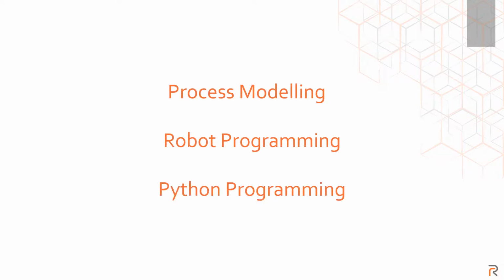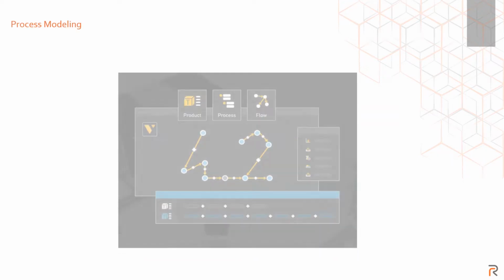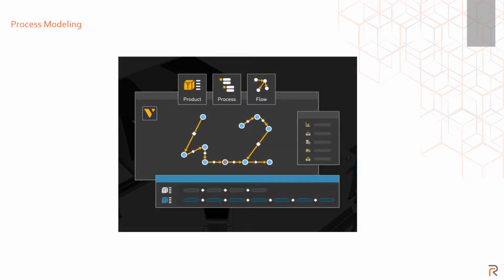There are three techniques that can be used for creating simulations. There is process modeling, robot programming, and Python programming. Today, we will be focusing on process modeling because it is the most useful, fast, and easy feature in Visual Components. What it can do is visually create products, processes, and process flows in a form that is clear, straightforward, and quick.